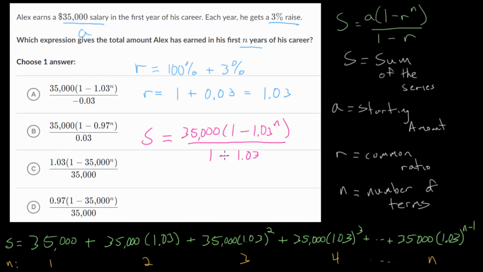And it looks like we'll need to simplify a little bit. So we can do 1 minus 1.03. That is minus 0.03. And we still have the 35,000 multiplied by 1 minus 1.03, and the 1.03, let me rewrite that, is all raised to the nth power. So looking at our answer choices, there's only one with that negative 0.03 in the denominator, and it looks like our numerator is exactly what we came up with. So choice letter A would be the correct answer here. That tells us how much Alex earned in his first n years of his career.